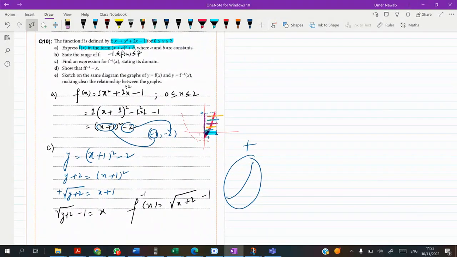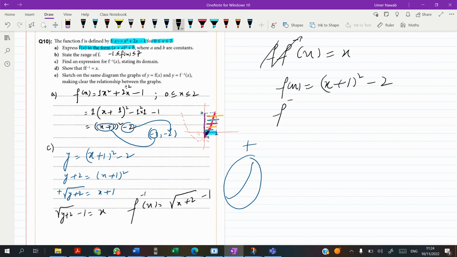Then the examiner is asking you, show that f of f inverse of x is equal to x. It's pretty simple. Basically, when you take the composition of a function with the inverse function, they cancel each other and you get x as the answer. But he wants to show it, okay, what is my f of x? My f of x is (x plus 1) whole squared minus 2, and my f inverse of x, which I have just found, is square root of x plus 2 minus 1.